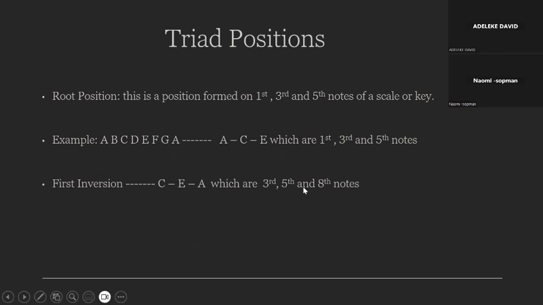Third, fifth, and eighth. Your eighth note is still the same thing as your first note. Remember, in a major scale, your first note is the same thing as your last note, which is the eighth note. Do, re, mi, fa, sol, la, ti, do. So the first inversion of the triad position is now third, fifth, and eighth, because your eighth is still a representation of the first.